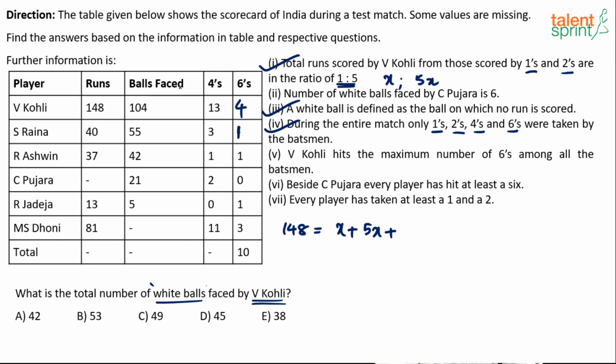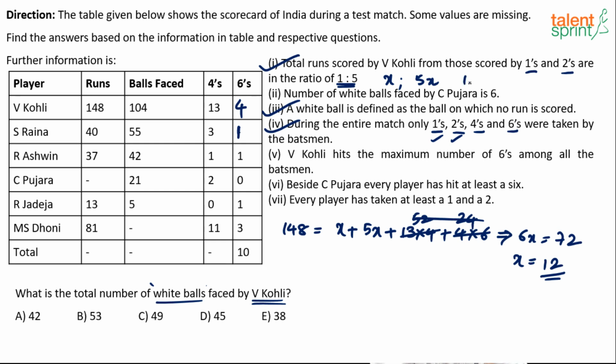Plus the number of 4s. 1s are done, 2s are done. Now calculate the number of runs scored via 4s. He has scored 13 4s, so 13 into 4. And he has scored 4 6s, so 4 into 6. 13 4s is 52, 4 6s is 24, 52 and 24 is 76. So 148 minus 76. So x plus 5x, 6x, is equal to 148 minus 76, which is 72. So clearly x is equal to 72 by 6, which is 12. What does it mean? He has got 12 runs using singles, which is 12 into 1. And he has got 5x, 60 runs using doubles.